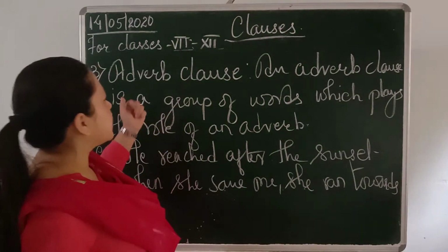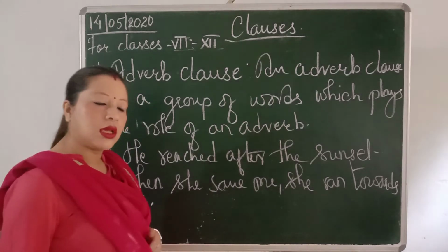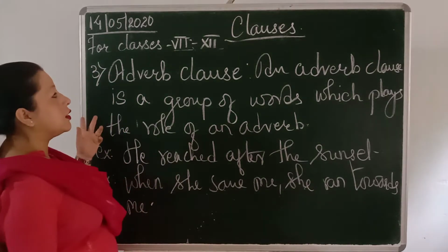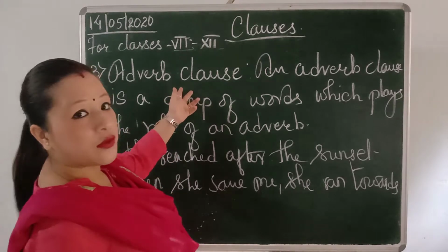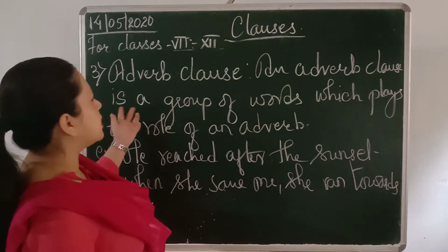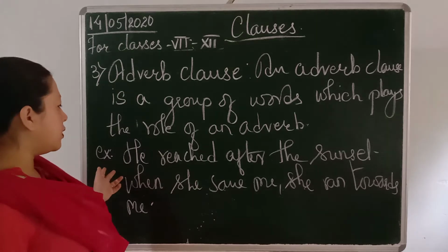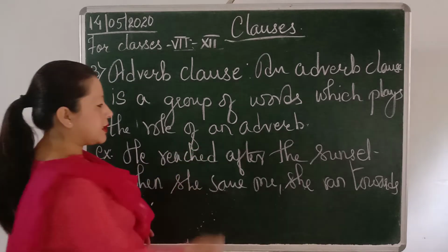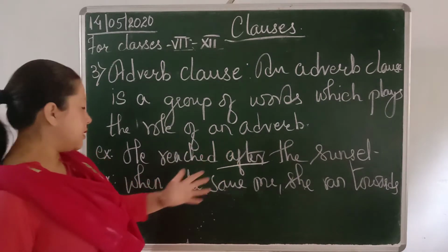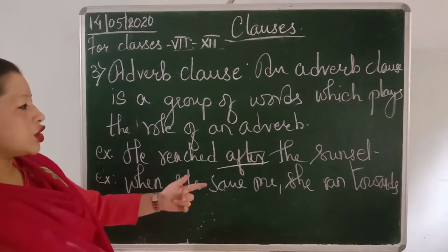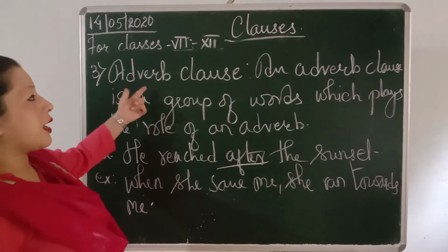Okay, so the next clause that we will start is the adverb clause. We did the noun clause, we did the adjective clause, and this is the third clause, and that is the adverb clause. The definition of an adverb clause is, an adverb clause is a group of words which plays the role of an adverb. For example, he reached after the sunset. This is an adverb clause, and this made the sentence complete. Next, when she saw me, she ran towards me. So this is also an example of an adverb clause.